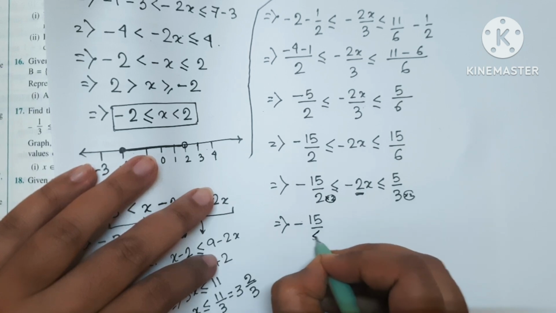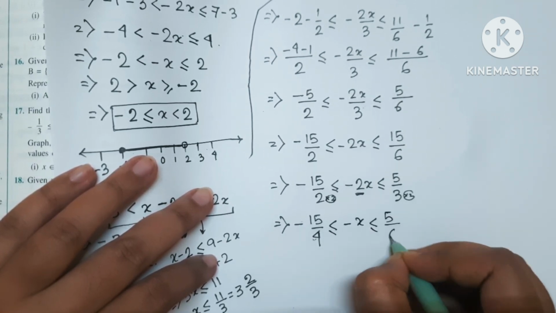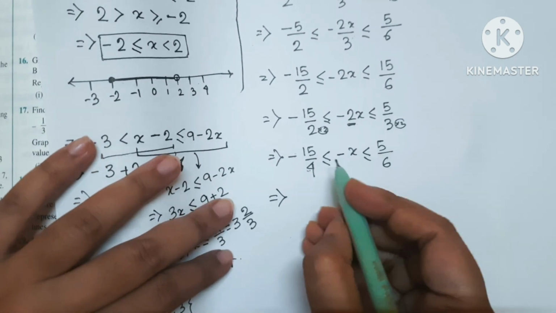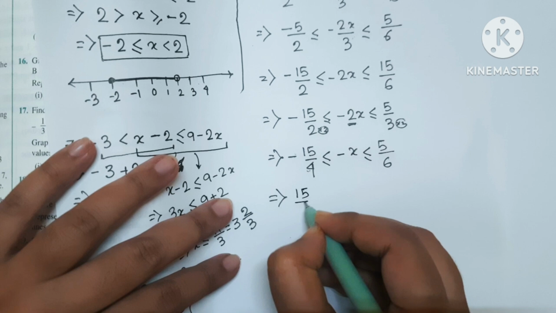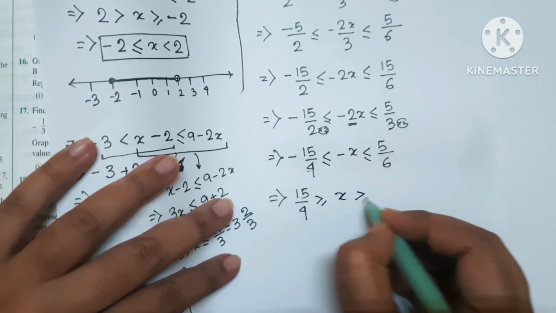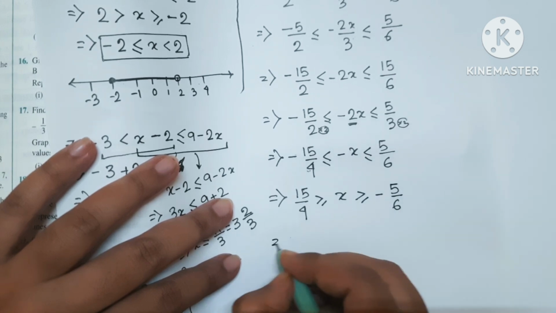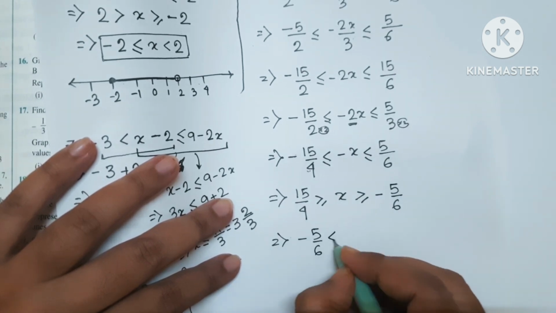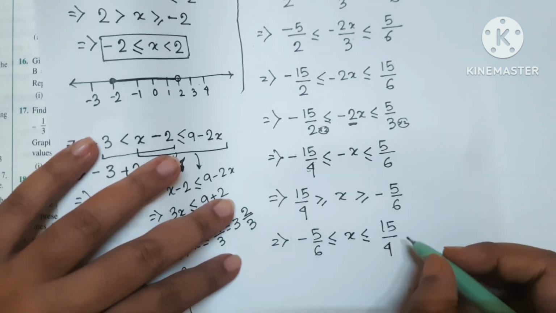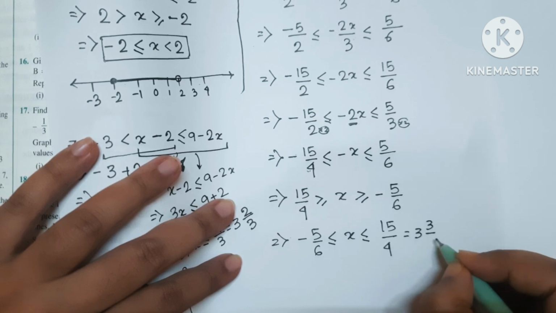So it will become 4 less than or equal to minus x less than or equal to 5 by 6. Now if you change the symbol, you will get 15 by 4, that is greater than or equal to x, that is greater than or equal to minus 5 by 6. So minus 5 by 6, that is less than or equal to x less than or equal to 15 by 4. Now 15 by 4 means 3 and 3 by 4.